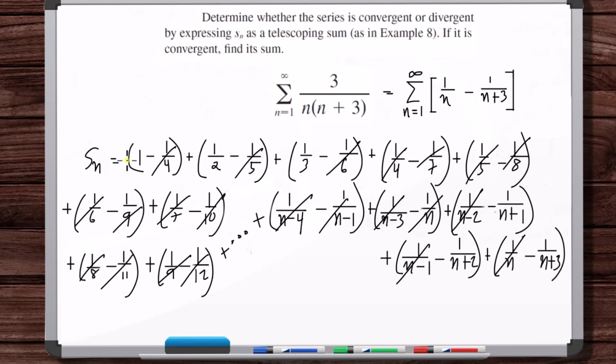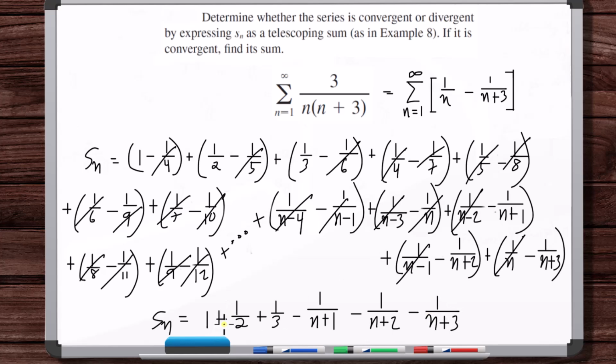You see how they mirror each other? This term and this term. So like the first term, 2, 3, 4, 5. The first term and the fifth term. Now counting from this, the first term, third term, and the fifth term. So S sub n is 1 plus 1/2 plus 1/3 minus the remaining terms. There you go. Pretty cool, right?